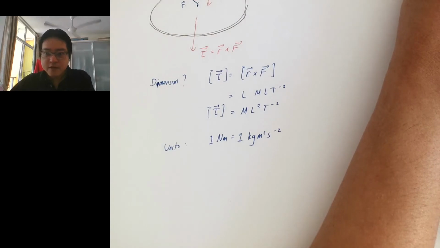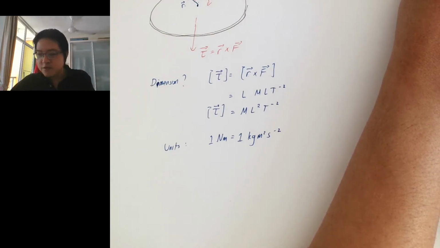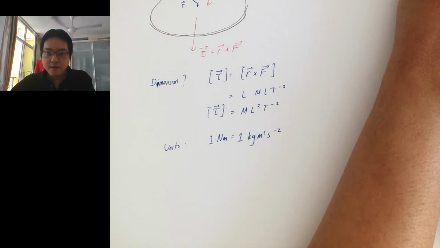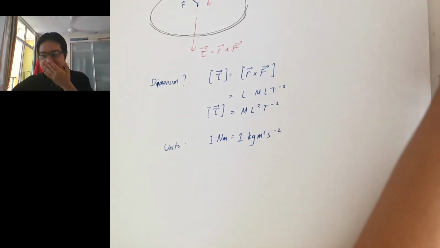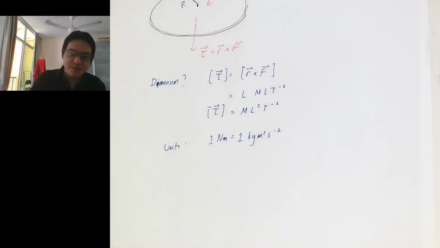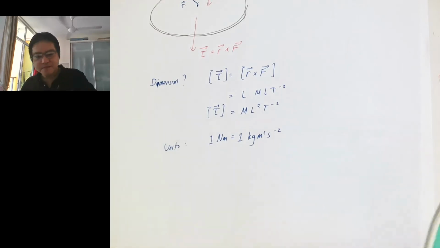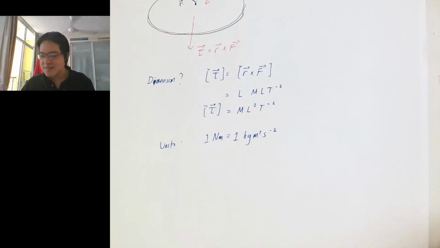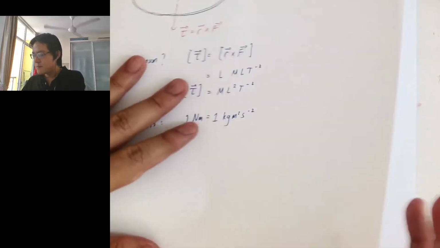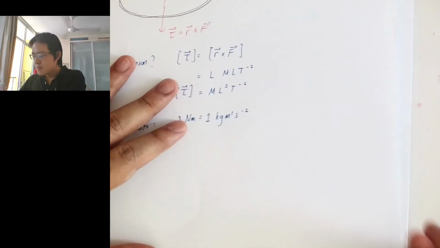mv squared. Where did mv squared come from? Oh yeah, it's the same unit as mv squared, correct? It happens to be the same, but it's not a mass times velocity squared. It's just a coincidence that they are the same.